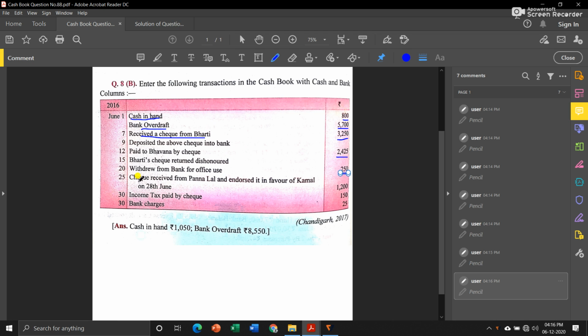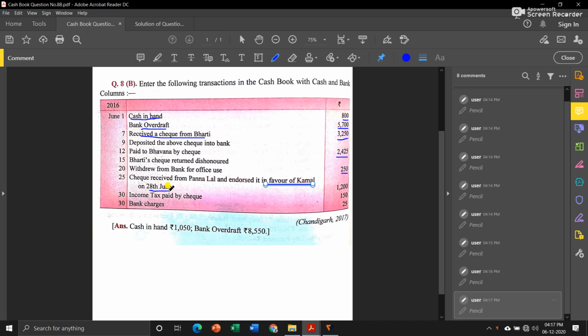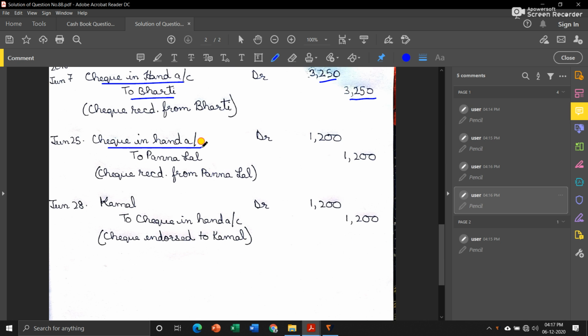Then next, on June 25, the check that we received from Pannalal and we endorsed it to Kamal on June 28. We will discuss this June 28 later, but as of now let us see June 25. They said that on June 25 we received one check from Pannalal. Since we are not receiving in cash, we are not receiving any amount in our bank, so for that we will pass a journal entry. So the entry will be check in hand account debit to Pannalal rupees 1200.